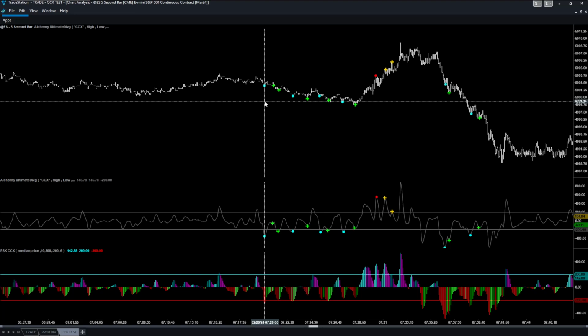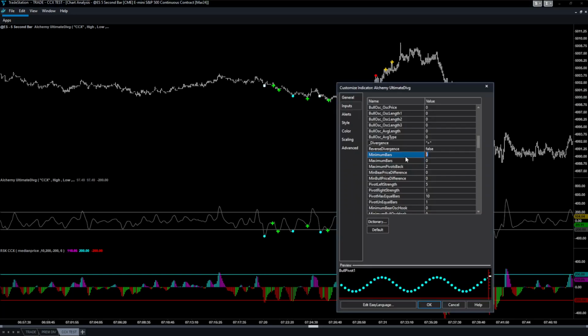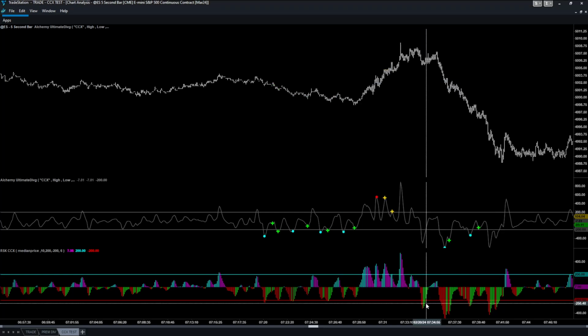What I would do is I'd go into the indicator, I'd go to the input section here, and I would change the minimum bars. The minimum bars is the minimum bars between pivots, according to the definition in your manual. So if I change that to 60, representing basically 5 minutes, the results are going to be considerably different. Notice. All right. Now we don't really have anything on the screen at all.